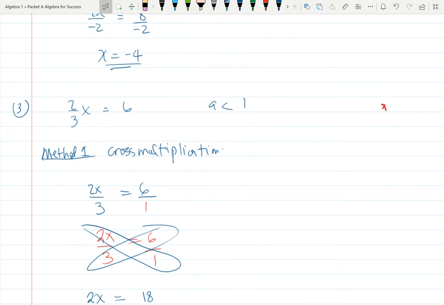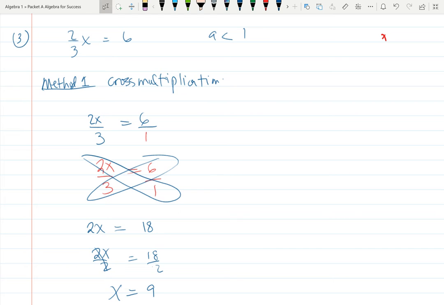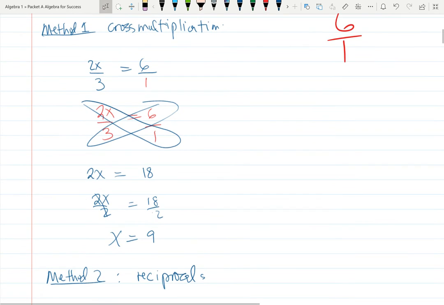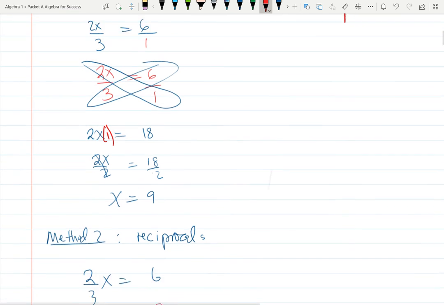What if the coefficient of x is a fraction? Okay, how do we solve for x? So first step is we can solve this by cross multiplication. Okay, you see the number 6, any whole number is also the same as the number divided by 1. So this is 6 over 1. Okay, so then after we do that, we have cross multiplication. 2x times 1 is equal to 18.